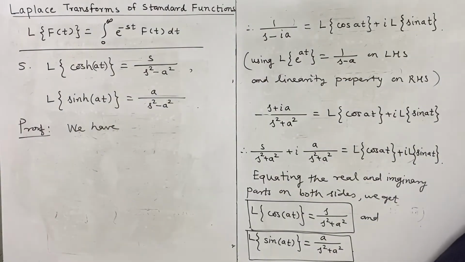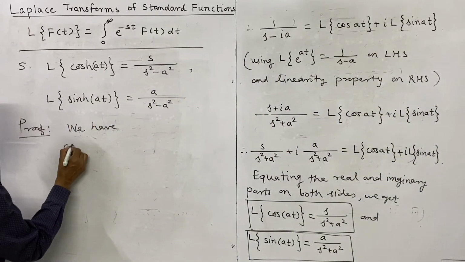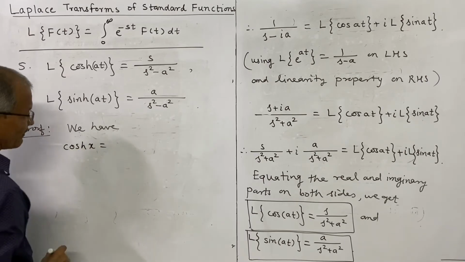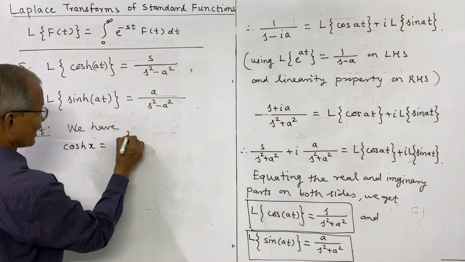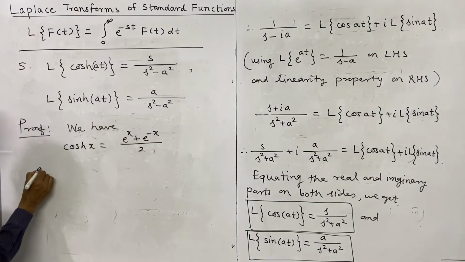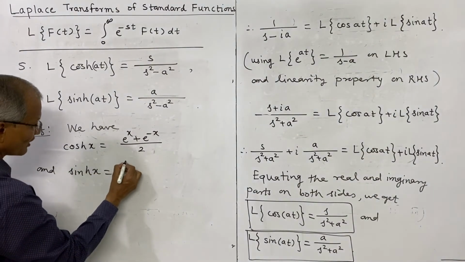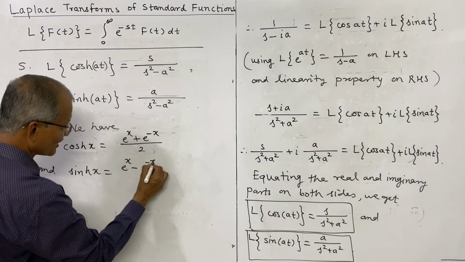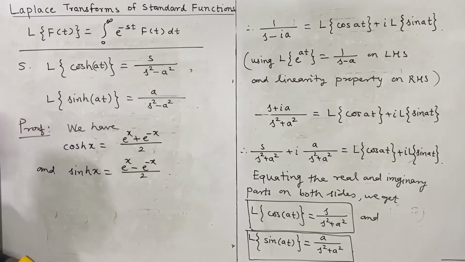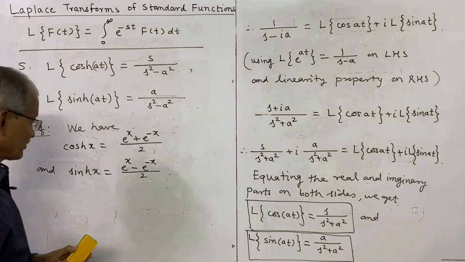First we shall write the definition for hyperbolic cosine. Hyperbolic cosine of x is e power x plus e power negative x divided by 2, and hyperbolic sine of x is e power x minus e power minus x divided by 2. We have studied these hyperbolic functions earlier, and we shall make use of these definitions to obtain this Laplace transform.